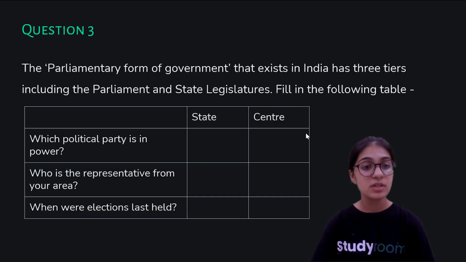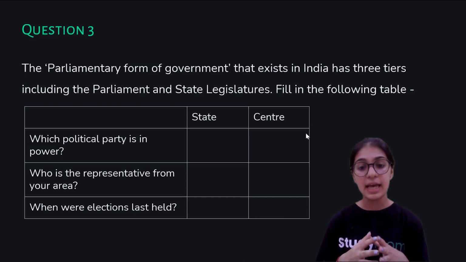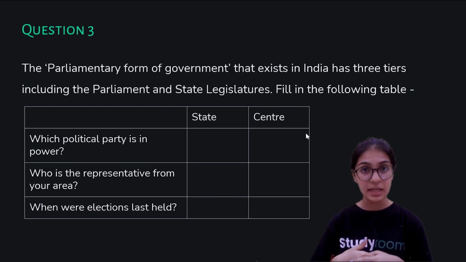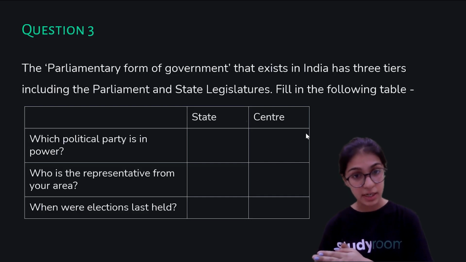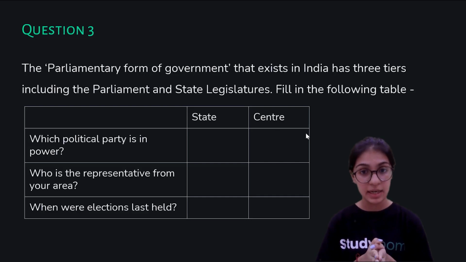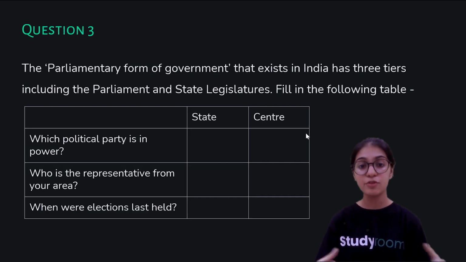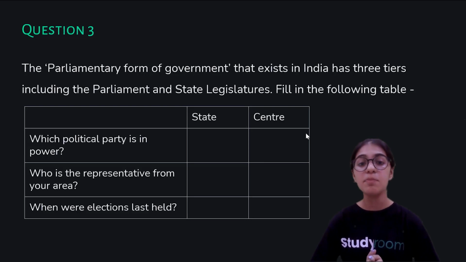The second question is, who is the representative from your area? Now again, this could be different for all the areas. Since I live in Delhi in a very small constituency, the representative from my area will definitely be different from the representative of your area. By state we mean the MLA, and by center we mean the MP. So the MLA of my constituency could be different than yours, and the MP of my constituency could be different from where you live.